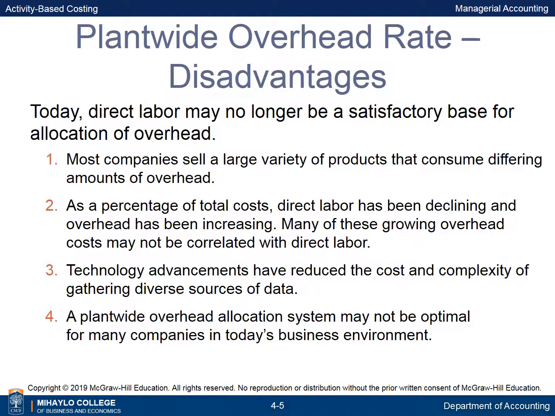Conditions have changed in 3 ways. 1. Most companies sell a large variety of products that consume differing amounts of overhead. 2. As a percentage of total costs, direct labor has been shrinking and overhead has been increasing. Many of these growing overhead costs may not be correlated with direct labor. 3. Technology advancements have reduced the cost and complexity of gathering diverse sources of data.